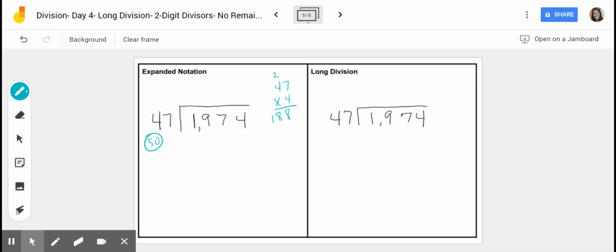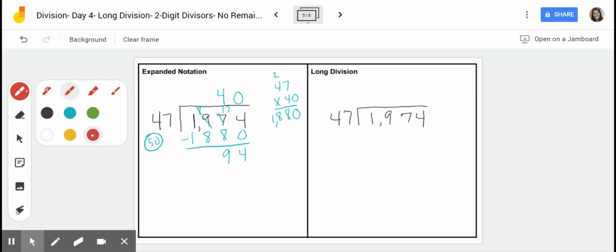But what I have to remember is that this is not 197, it's 1,974. So I don't want to multiply by 4, I want to multiply by 40. So if we multiply by 40, this will be 1,880. So we're going to subtract 1,880, and we're left with 94.